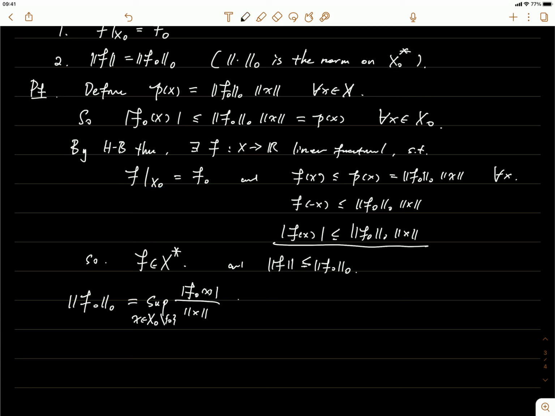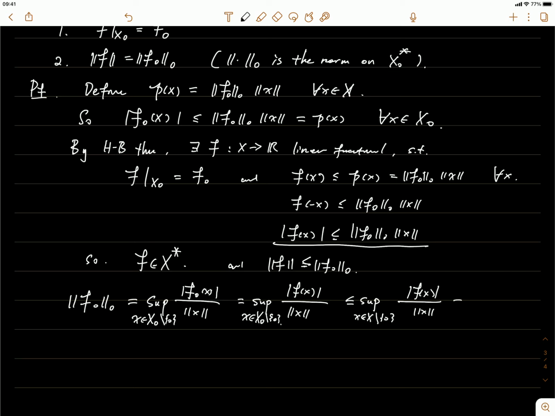So that means the numerator here is just f itself, divided by the norm of x, where x is in x naught minus 0. And from here, we know that this is less than or equal to the supremum. Now we have f defined on the whole space. If we take the supremum over the whole space X instead of x naught, then we probably can get a better, larger value. So that's why this is less than that, just because we're taking the supremum over a larger space.